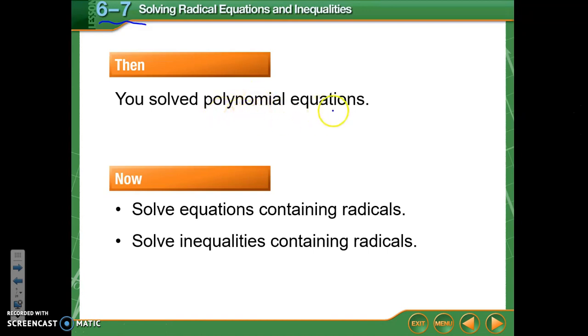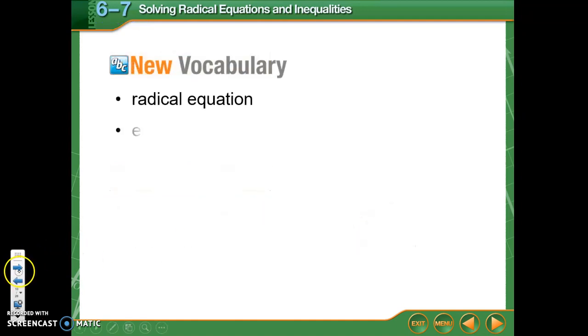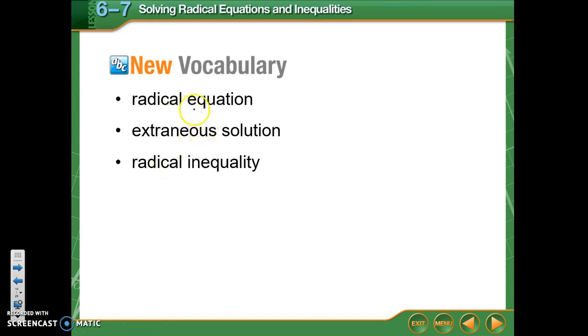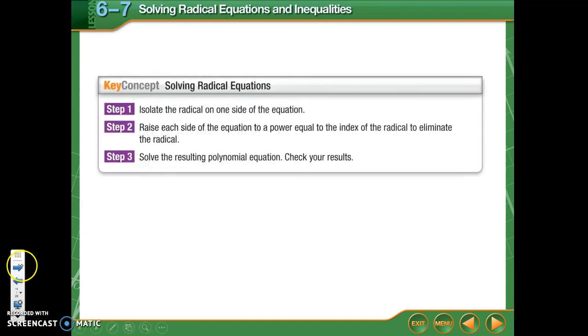So we have solved polynomial equations before. Today we're practicing solving equations and inequalities that contain different kinds of radicals. The vocabulary to look for in this section is radical equation, extraneous solution, and radical inequality.